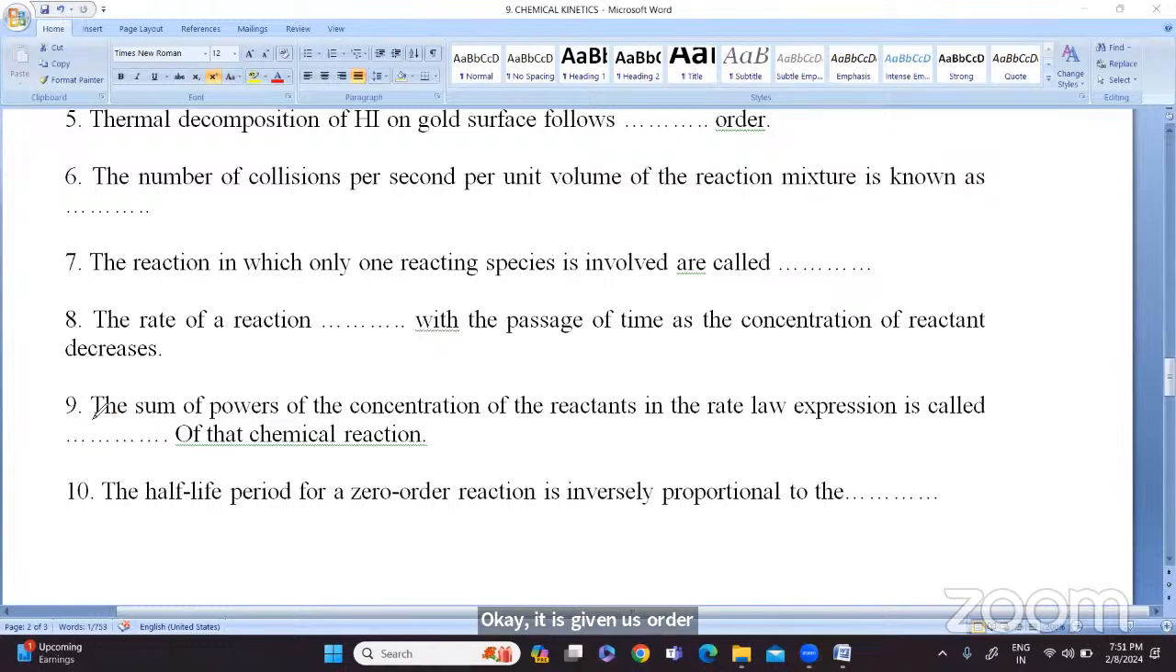Fine. Next question. The half-life period for a zero-order reaction is inversely proportional to dash. Yes, it is inversely proportional to rate constant. Yes, it is correct. Good. Fine. Next question.